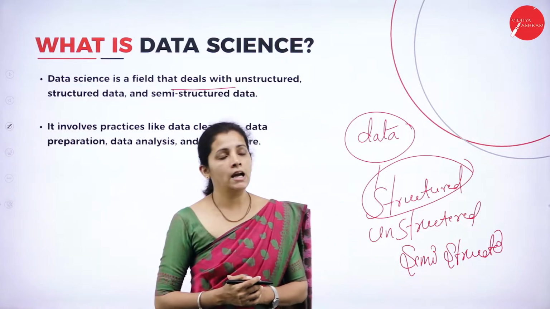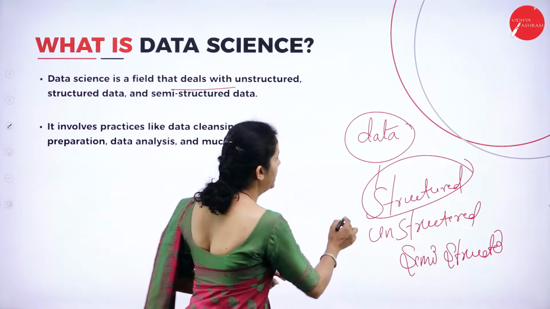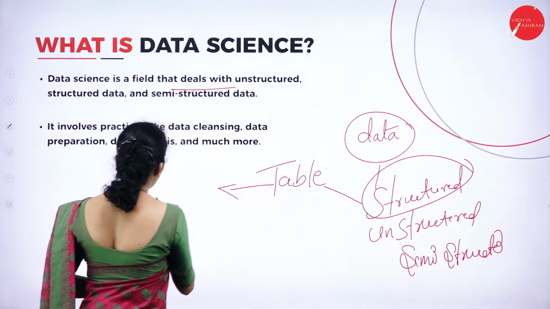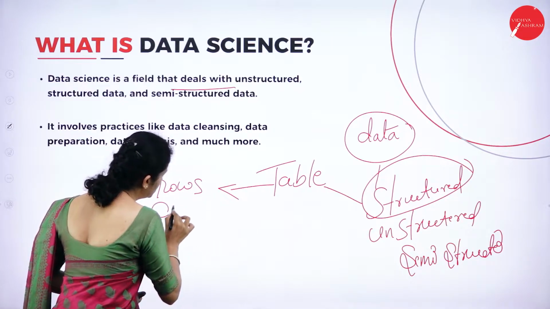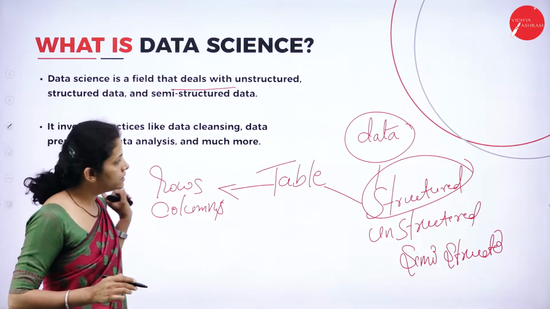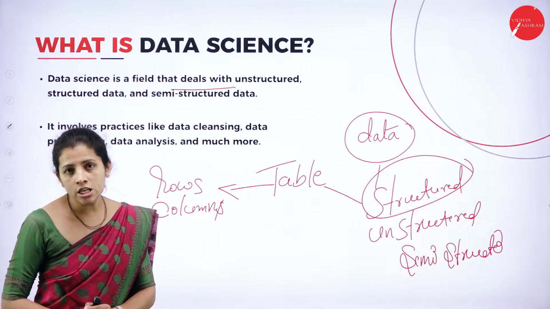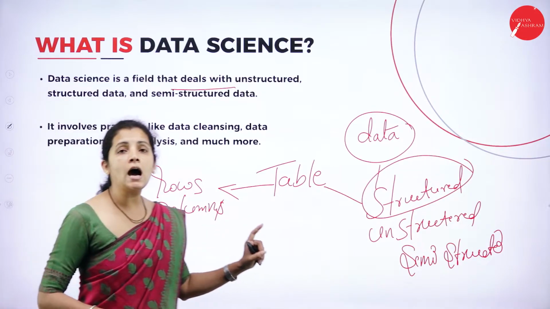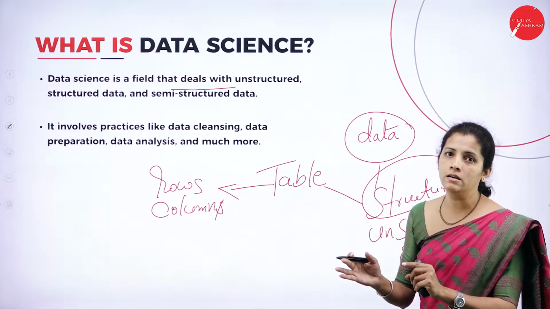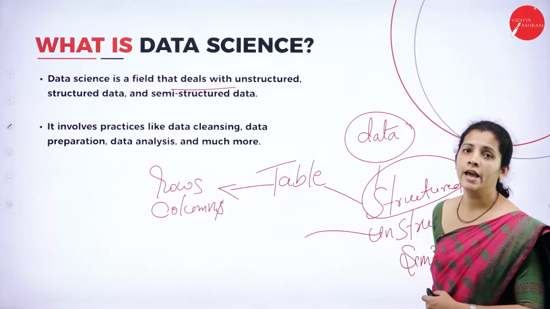In structured data, the data are organized in the form of tables. When it is in the form of a table, then data are stored in the form of rows and columns. That is nothing but the structured data. Now, if I go with unstructured data, here data are not organized in some manner. Example, I can consider audio file, video file, image, etc.